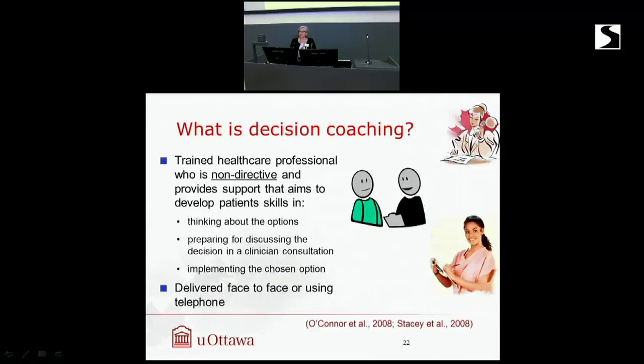Decision coaching is another intervention for facilitating patient engagement in health decisions. It's when a trained healthcare professional who is non-directive provides support that aims to develop patient skills in thinking about the options, preparing for discussing the decision in a clinical consultation, and implementing the chosen option. This intervention is done face-to-face or using the telephone.